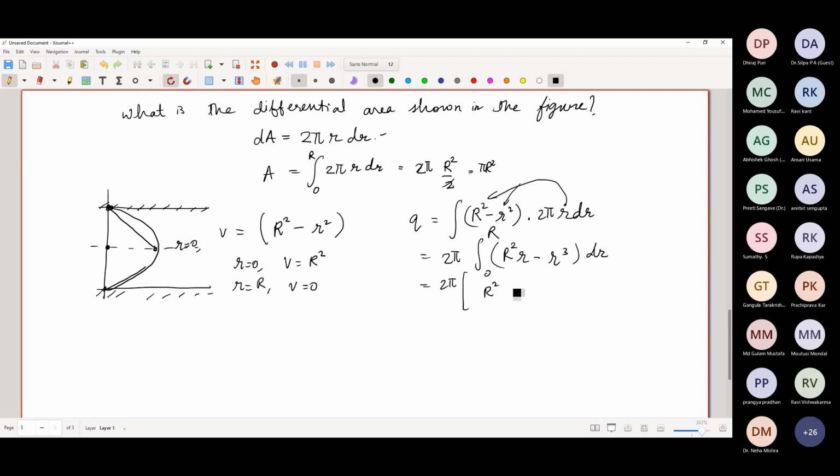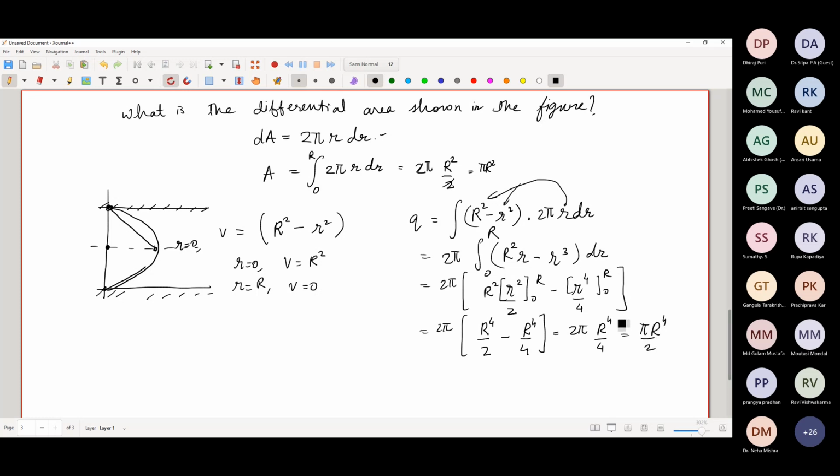So let us do the integration first. It will be R squared r squared over 2, the limits being 0 to R, minus r to the power 4 over 4, the limits being 0 to R. So this is 2 pi times R to the power 4 over 2 minus R to the power 4 over 4. So finally you have 2 pi R to the power 4 over 4, and this is pi R to the power 4 over 2.